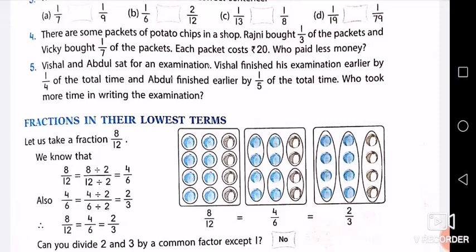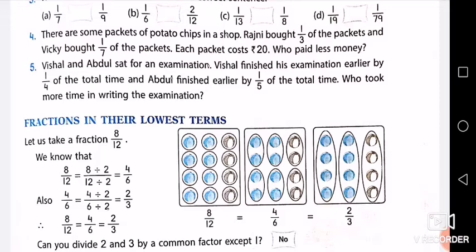Vishal and Abdul sat for an examination. Vishal finished his examination earlier by 1 by 4 of the total time, and Abdul finished earlier by 1 by 5 of the total time. Now, who took more time in writing the examination? That we will find out after comparing these two fractions.